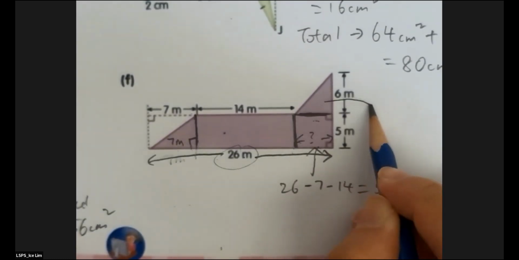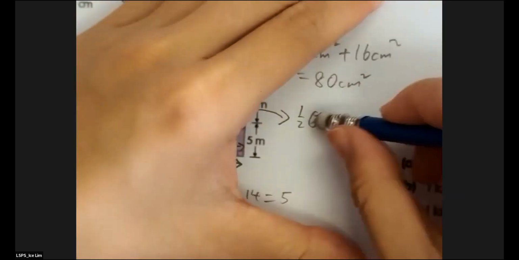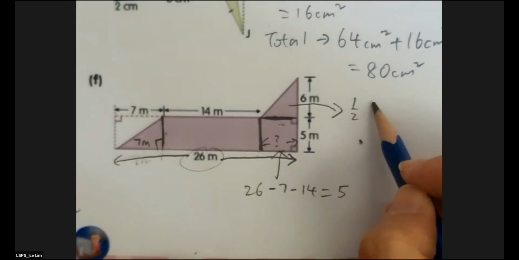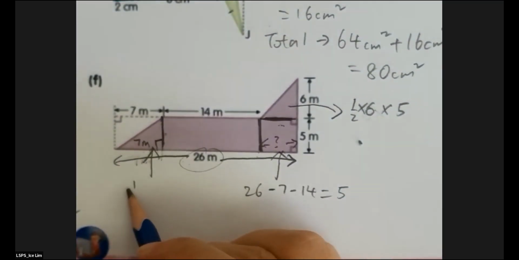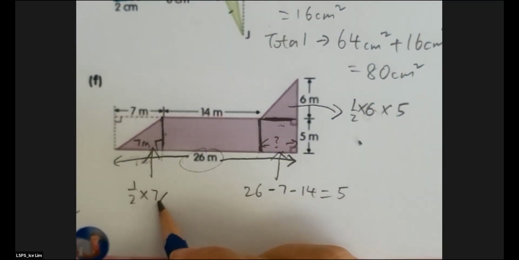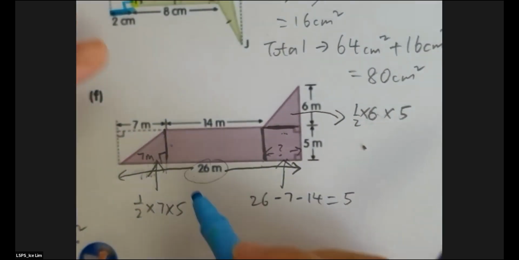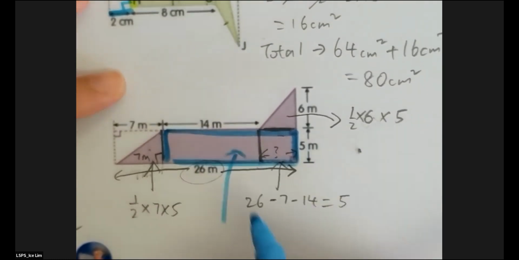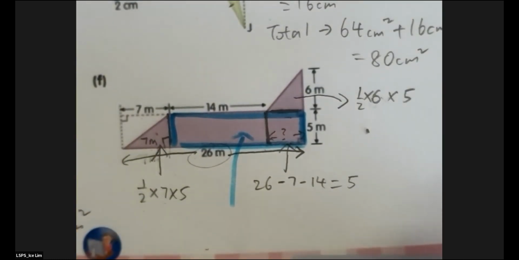No. This triangle here is half times 6 times 5. This triangle is half times 7 times 5. A bit different, huh? Then I can say this whole rectangle is 14 times 5, really?